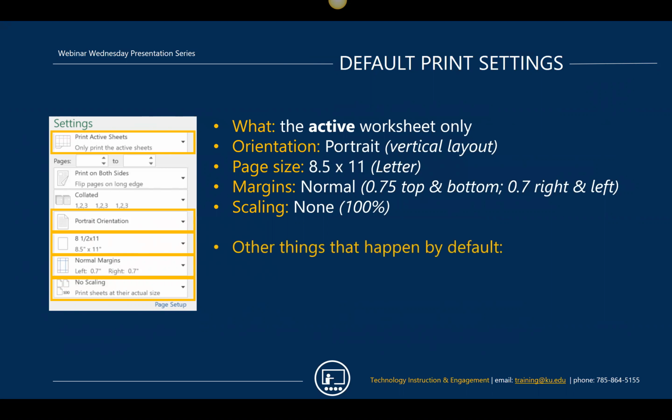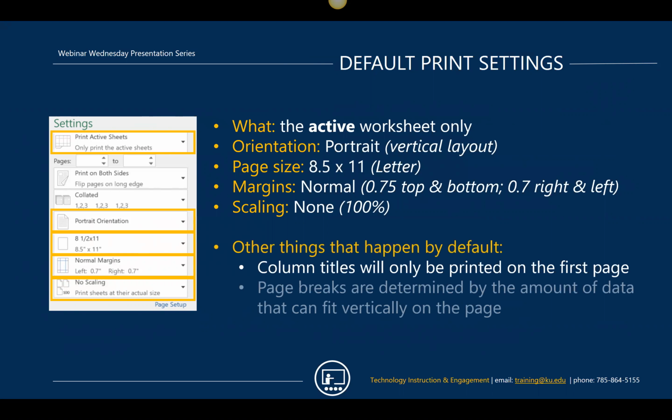There are a couple of other things that I want to mention that happen by default when you print. One is that column titles, so if you have titles across your columns like name, address, price, things like that, they will only be printed on your first page. So that's the default. The other thing that happens by default is page breaks.